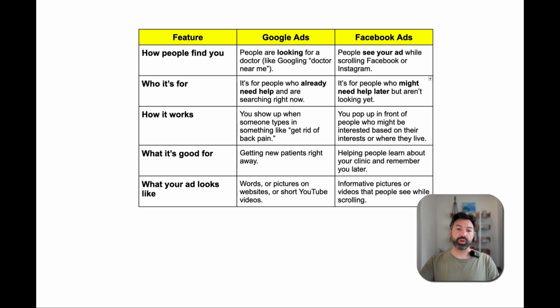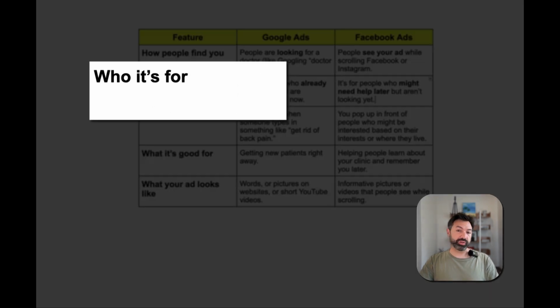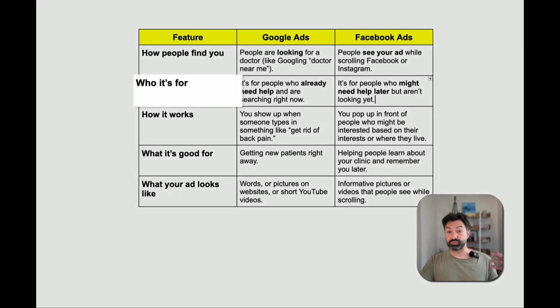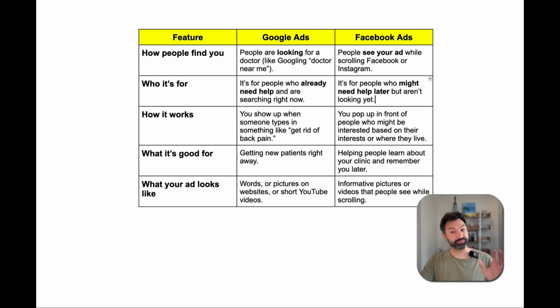Okay, point number 2, who it's for. When we're talking Google Ads, and we remember that Google Ads is a high intent search, people that are looking for something very specific, this answers who it's for. It's for people who are already in need of help and they're searching right now for the solution. The difference with Facebook ads is it's for people who might need help later, but they're not looking just yet.